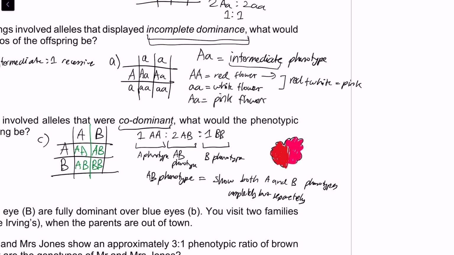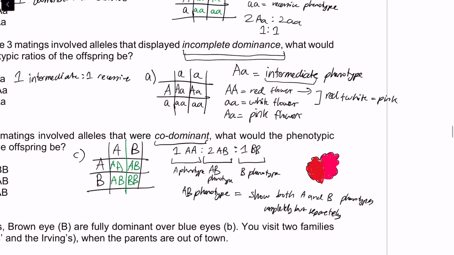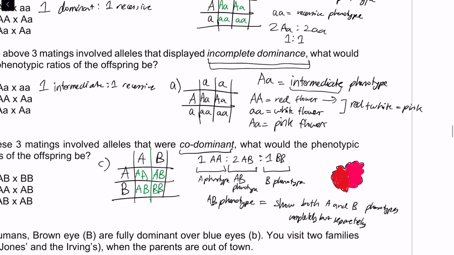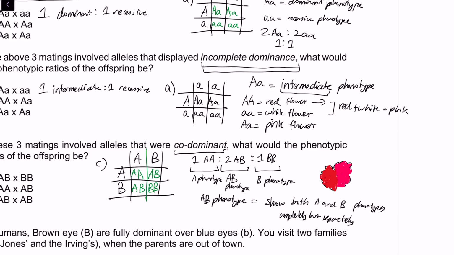So essentially, rather than them blending together to make an intermediate phenotype, we have both of the phenotypes, red and pink, expressing in the flower. That's what codominant is, and that's what is represented by the genotype capital A, capital B.